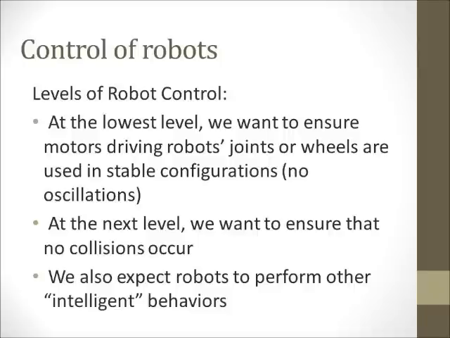Let's see the levels of robot control. At the lowest level, we want to ensure motors driving robot joints or wheels are used in stable configurations. We want to see that there are no oscillations. At the next level, we want to ensure that no collisions occur. We also expect robots to perform other intelligent behaviors.